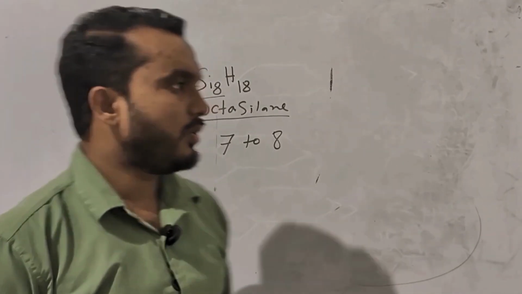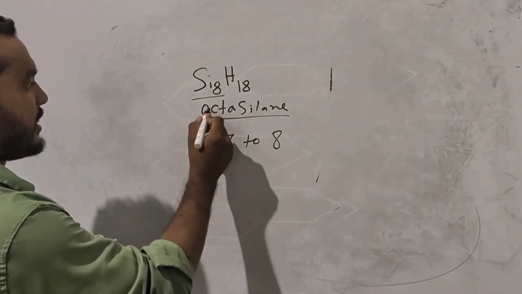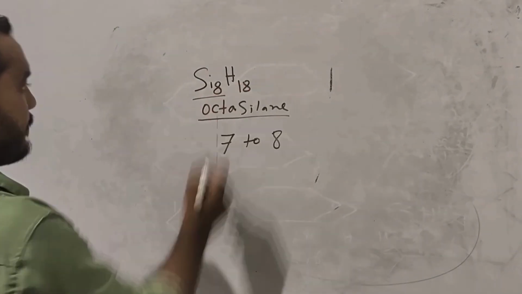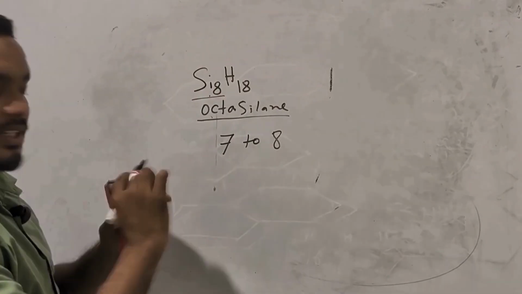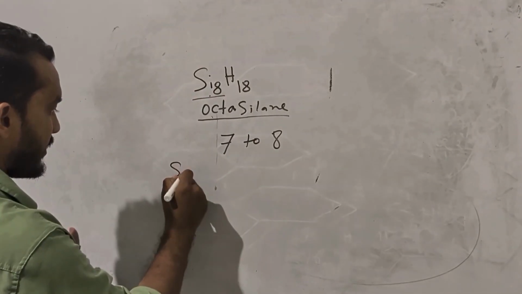So just note it down. What is the name of this compound? Octasilane. Here 8 silicon atoms are joined in this way.